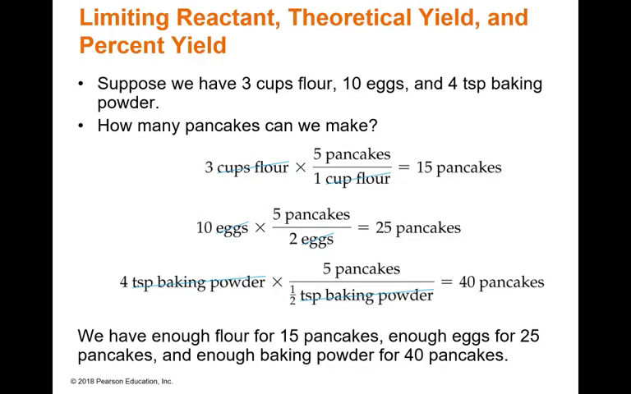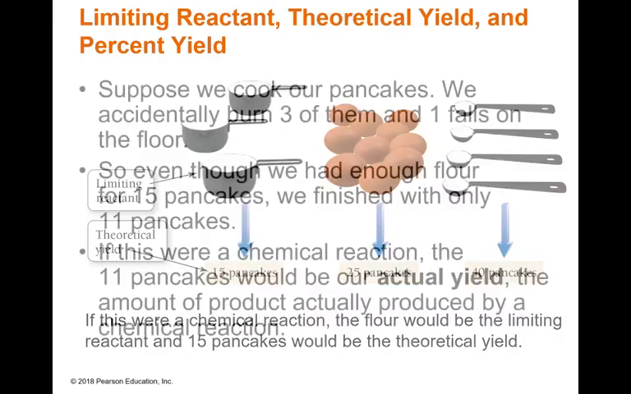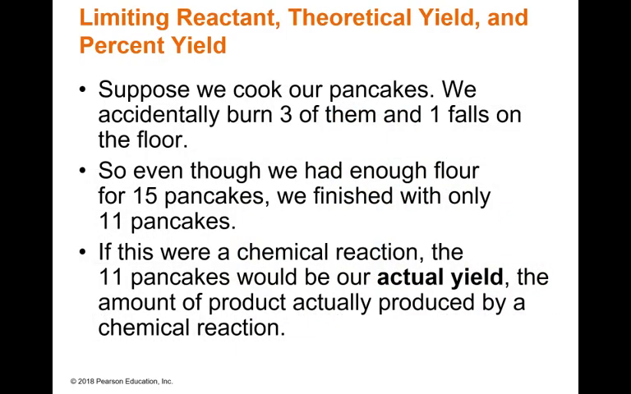Now suppose you have 3 cups flour, which can yield 15 pancakes, 10 eggs, which can produce 25 pancakes, 4 tsp baking powder, which can produce 40 pancakes. Even though you have plenty of eggs and baking powder, you're limited by the flour. That makes flour the limiting reactant and 15 pancakes your theoretical yield. This concept is critical in lab settings where you often need to identify which chemical will run out first and thus stop the reaction.